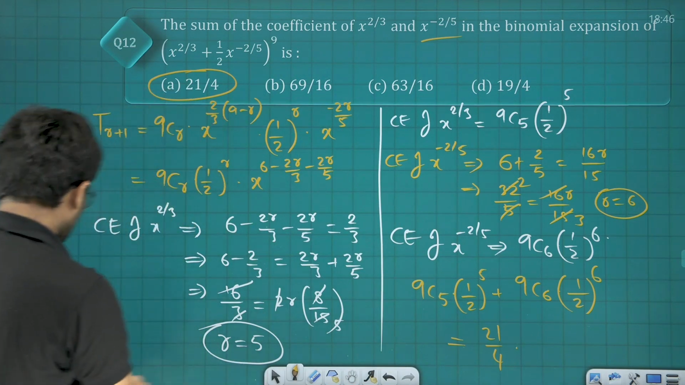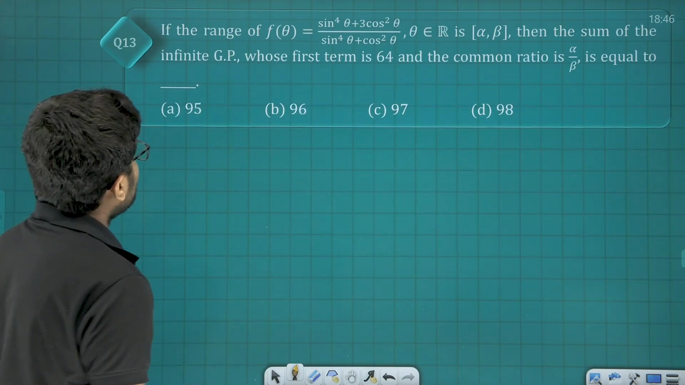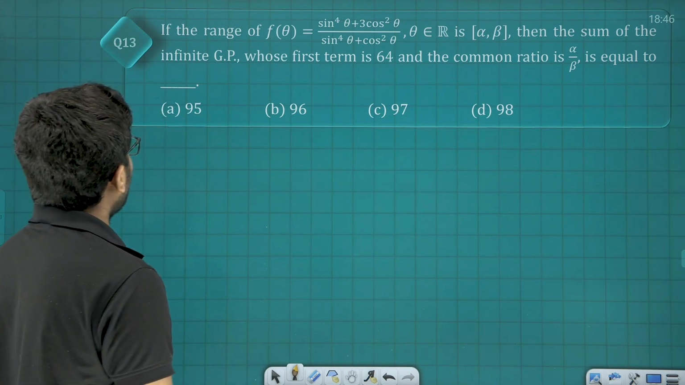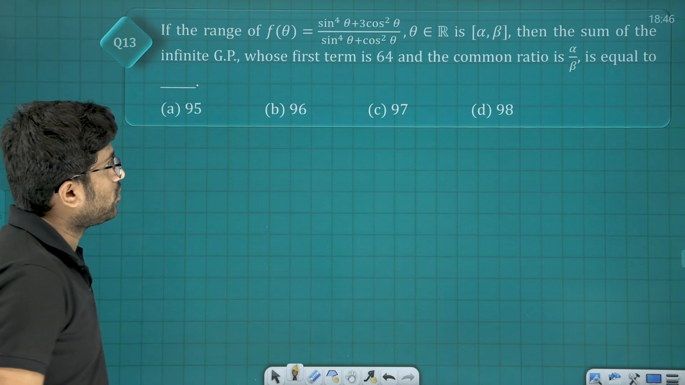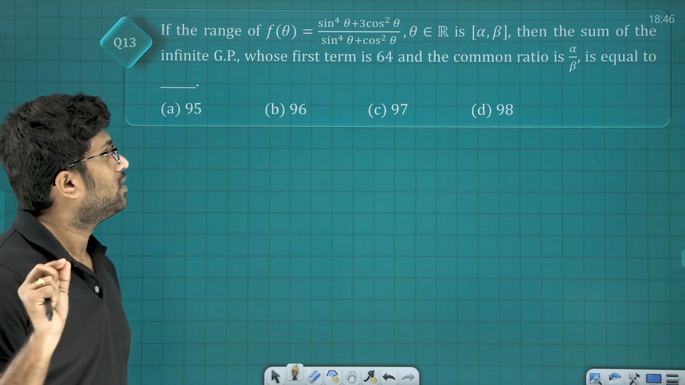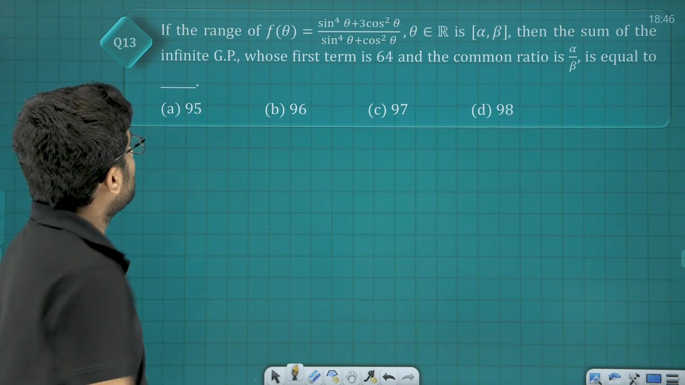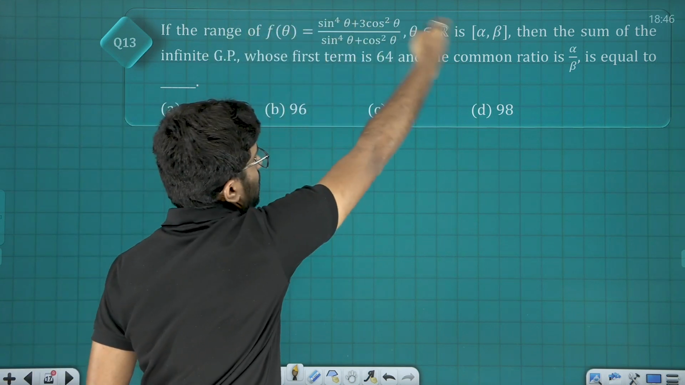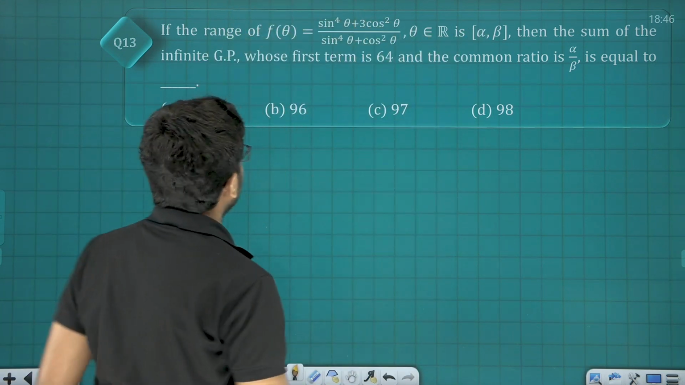Clear? Next question. The range of the function is the closed interval alpha comma beta, then the sum of an infinite GP whose first term is 64 and the common ratio is alpha by beta is equal to. Acha. First we have to simplify this. We have to get the range of this. The most important thing is getting alpha comma beta only.